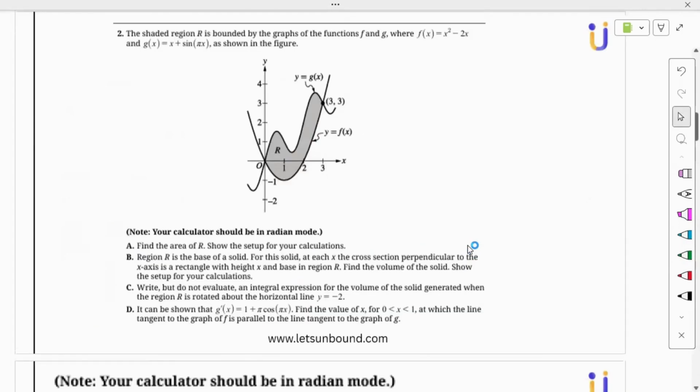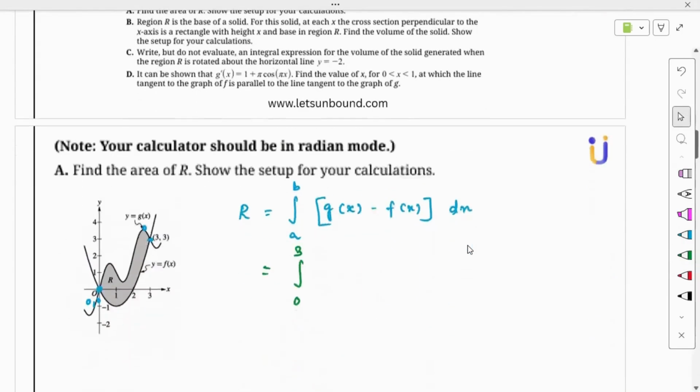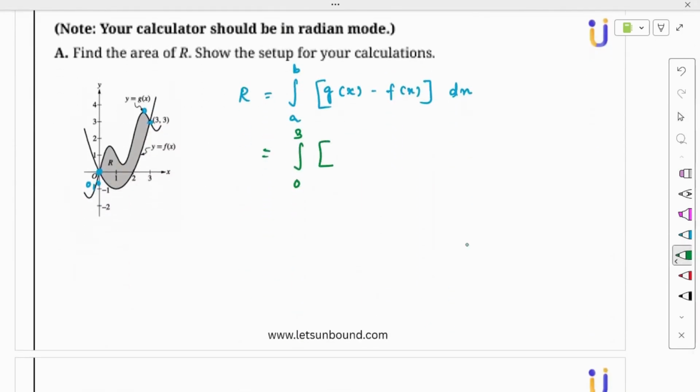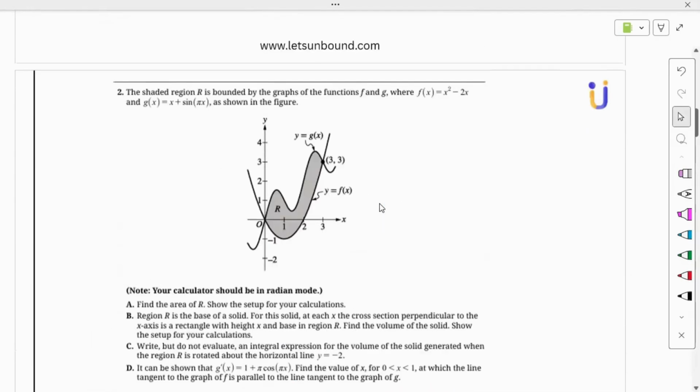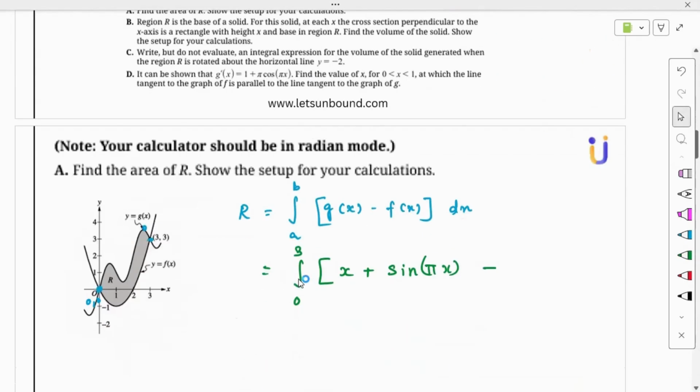What is my g of x? They have given it over here: x plus sine pi x. So x plus sine pi x minus f of x. f of x is x squared minus 2x. What is minus f of x? Minus x squared plus 2x. Just multiply by minus, and then we will put minus x squared plus 2x. And close the bracket, use dx.